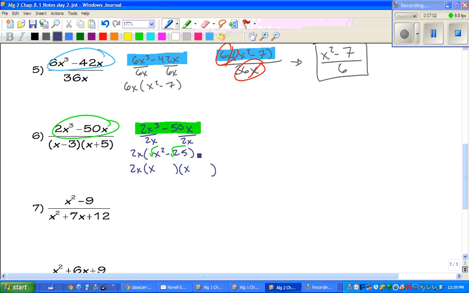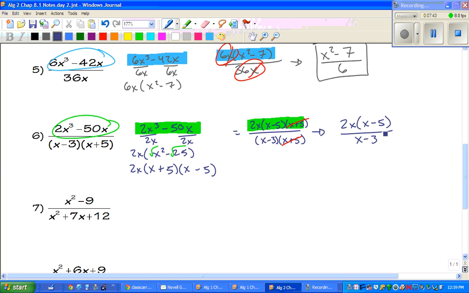The square root of x squared is x. The square root of 25 is 5. And one's a plus, and one's a minus. So when we rewrite this, up on the top, we have the 2x, x minus 5, x plus 5, and then on the bottom, we have x minus 3, x plus 5. Okay, those two are 100% exactly the same. And then on the top, you're left with 2x, x minus 5, all over x minus 3.